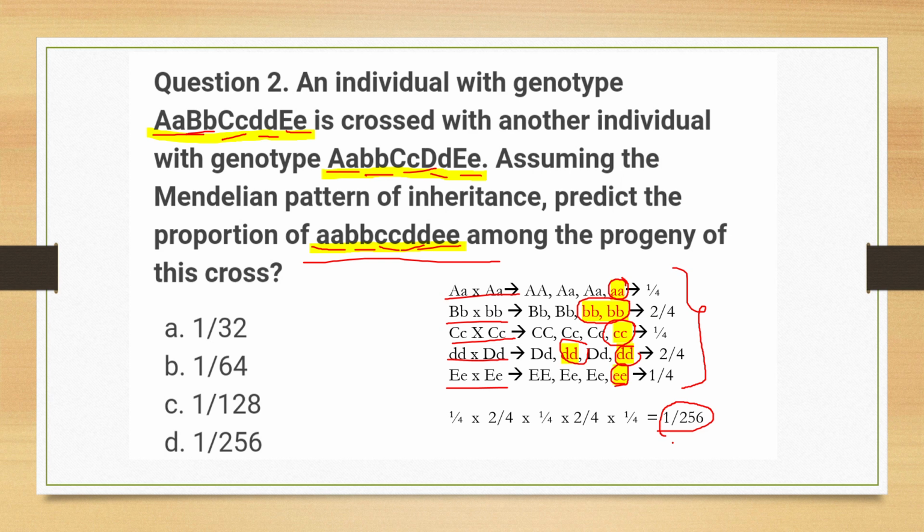That means if these two individuals are crossed and they form 256 offsprings, then only one of them will be of these genotypes. So the correct answer is option D, 1 out of 256. Okay. Now coming to the third question.